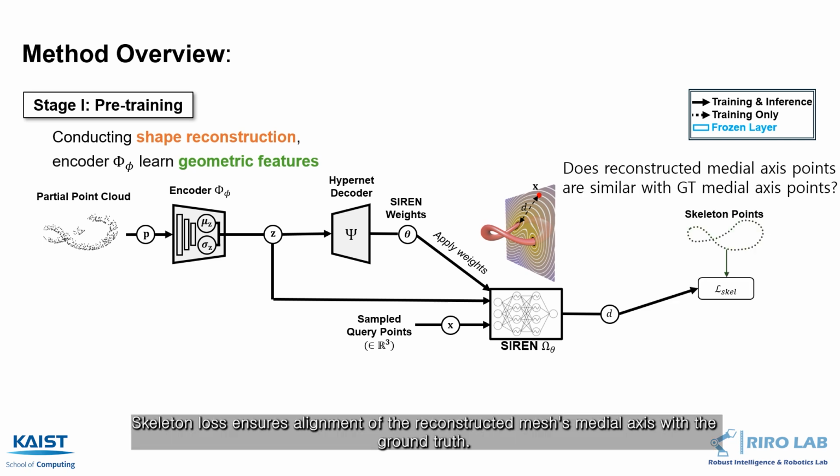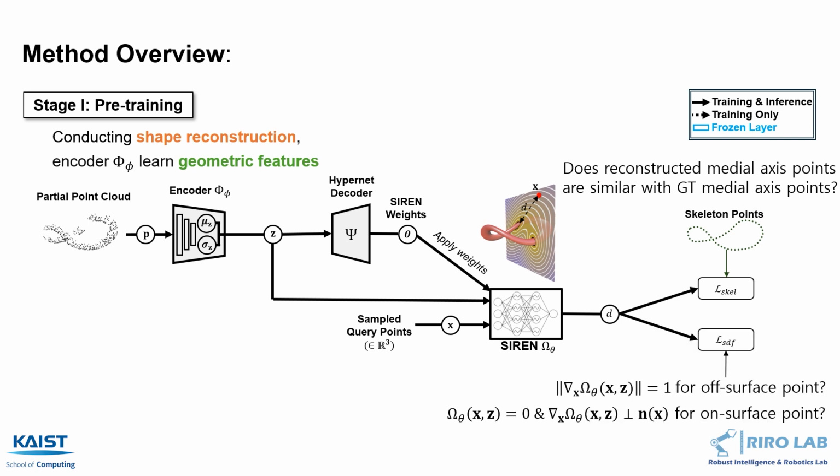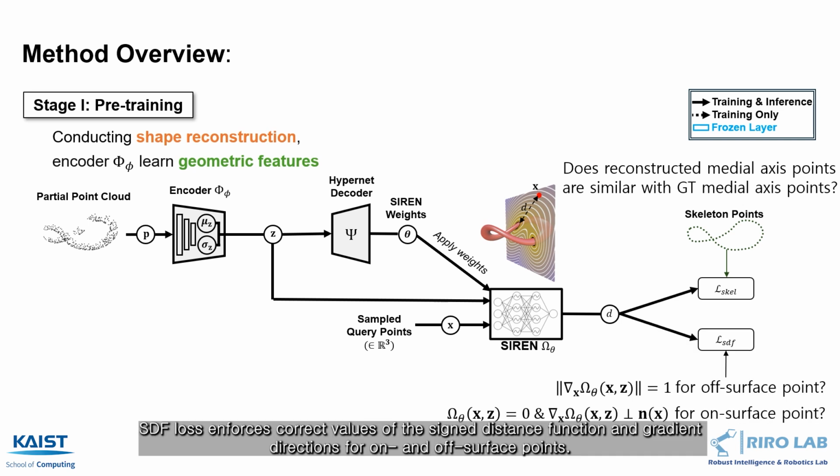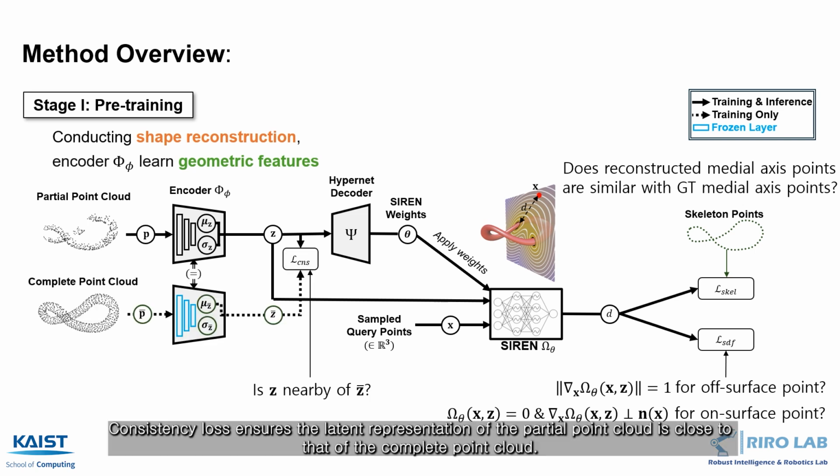Skeleton loss ensures alignment of the reconstructed mesh's medial axis with the ground truth. SDF loss enforces correct values of the sign distance function and gradient directions for on and off surface points. Consistency loss ensures the latent representation of the partial point cloud is close to that of the complete point cloud.